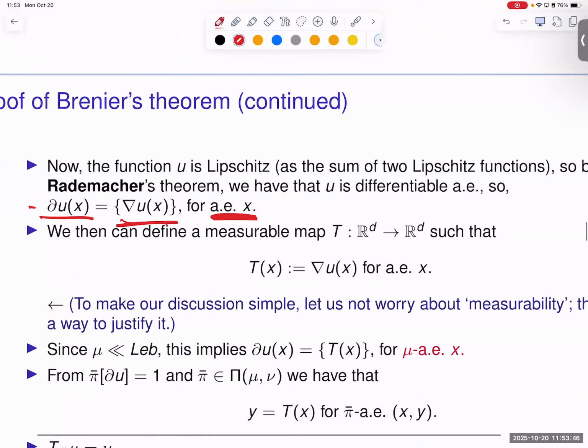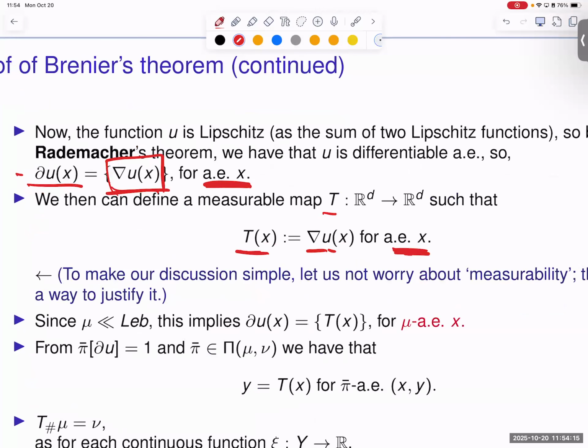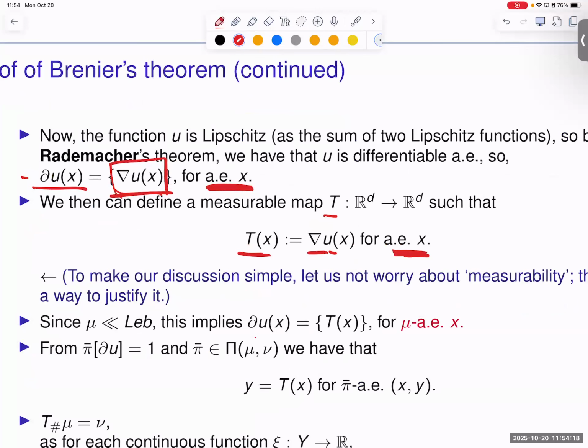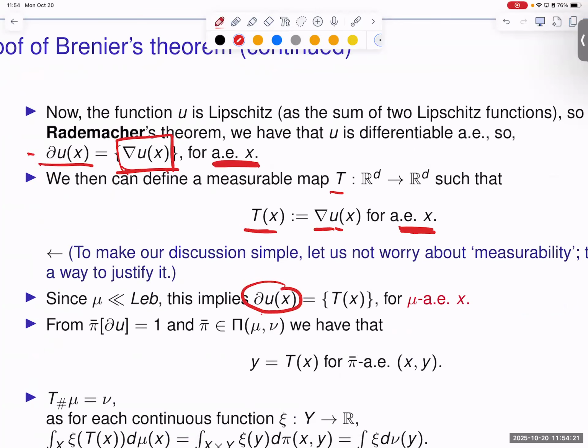Okay, now using this derivative, the gradient of u, we can define a mapping. So T(x) is the gradient of u for almost every x. We just define a mapping, defined almost every x. So just translate back to the subdifferential, then the subdifferential of u is almost everywhere the same as this mapping T.